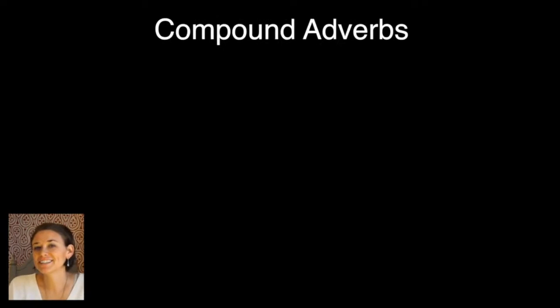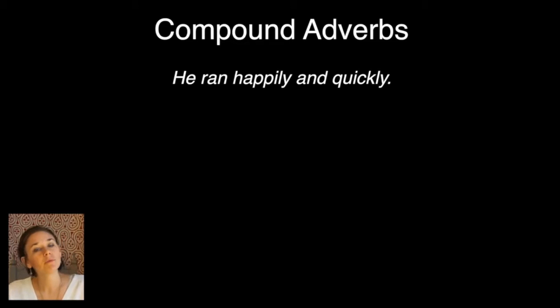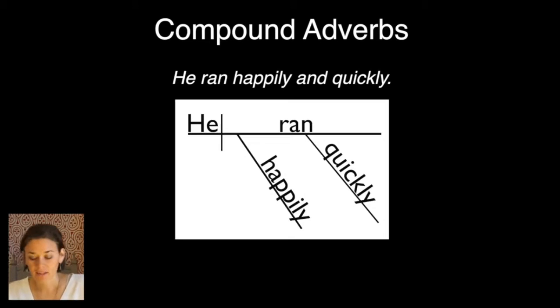All right, let's move on to diagramming compound adverbs. You basically already know how to do these now. Adverbs, remember, are words that modify verbs, adjectives, or other adverbs. And let's look at an example sentence with a compound adverb. He ran happily and quickly. He is our subject, ran is our verb, and happily and quickly are our adverbs modifying the verb ran.